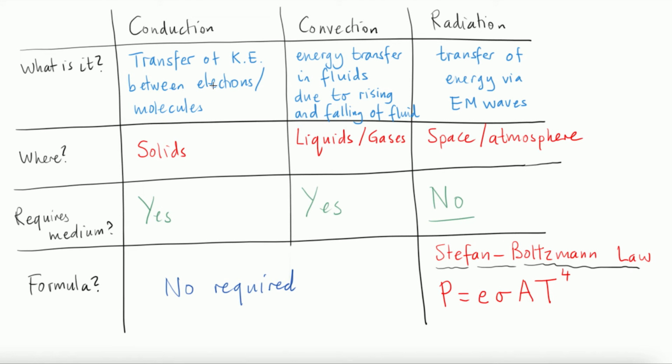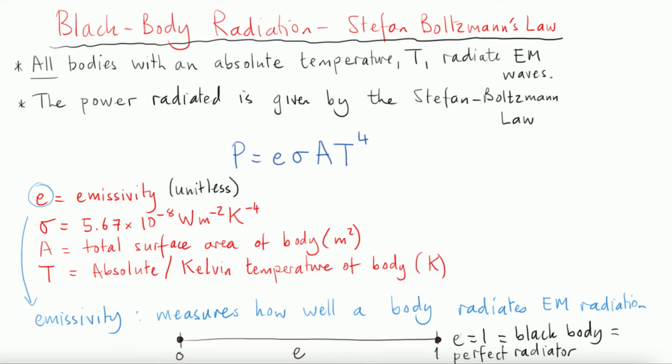You can stop and pause this video on this table if you want, which describes the differences between conduction, convection, and radiation. The main thing is that for radiation, we have a formula with which we can calculate the radiated energy quite easily. We're going to go into that in more depth in the next slide.